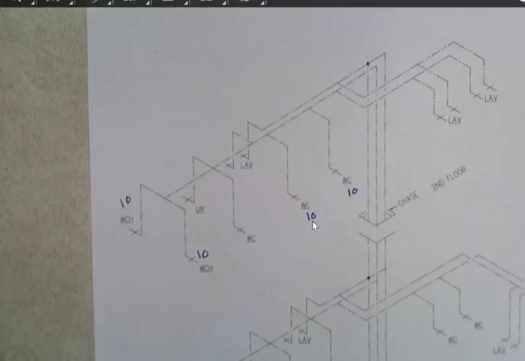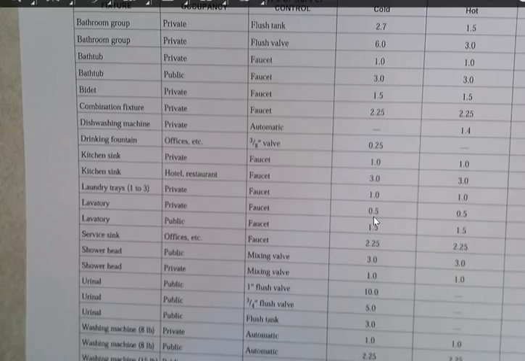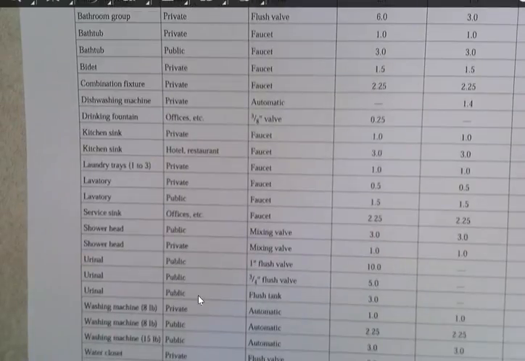Now we have to find out what lavs and urinals are rated at. So the lavatories are 0.5 for each cold water and hot water, and public urinals with flush valves are either 5 or 10. We don't know whether we're going to use a 1-inch flush valve or a 3/4-inch flush valve. What we would want to do is take a look at our cut sheets and find out which one we're actually going to use. For this instance, we're going to choose the 10, and we're better to be oversized than undersized for our plumbing lines. So we have 10 for the urinals and 0.5 for the lavs.